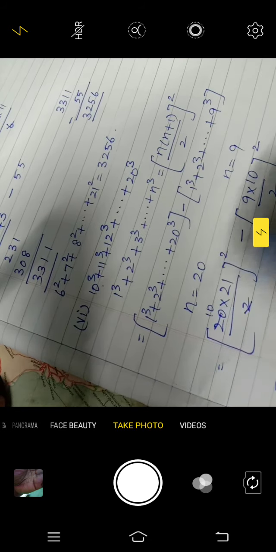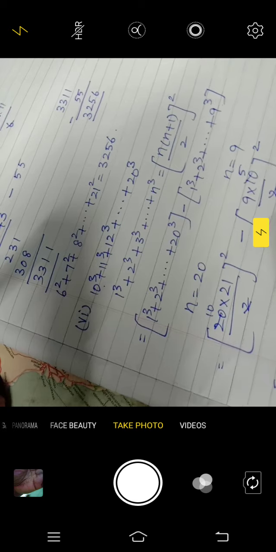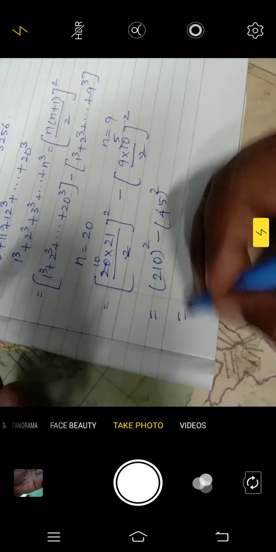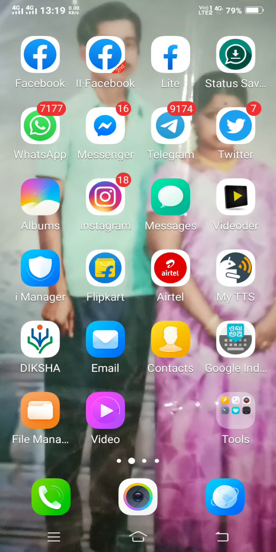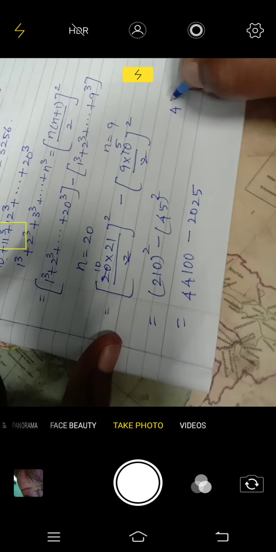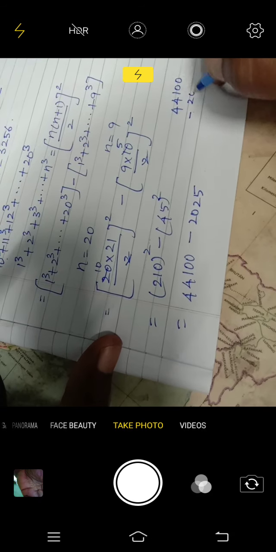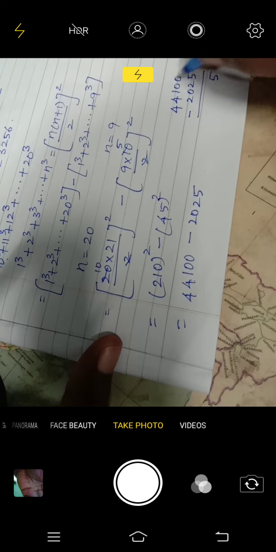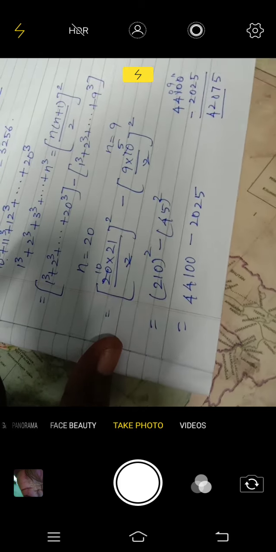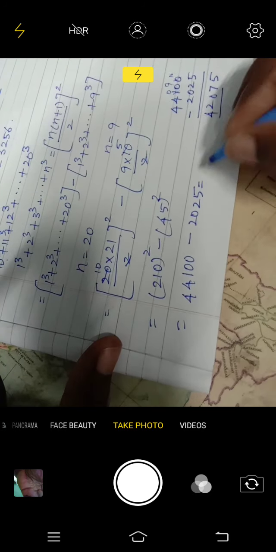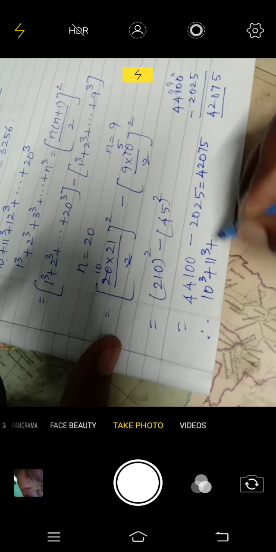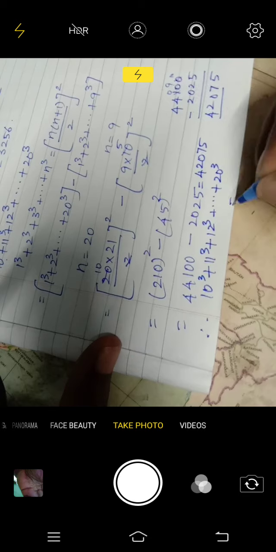Cancel this 2: 10 by 2 is 5. 21 into 10, 210 whole square. 9 into 5, 45 whole square. 21 into 21 is 441, with 2 zeros for squaring, minus 45 into 45 is 2025. Subtract this: 44,100 minus 2025 is 42,075. Therefore, 10 cube plus 11 cube plus 12 cube plus etc. plus 20 cube is equal to 42,075.